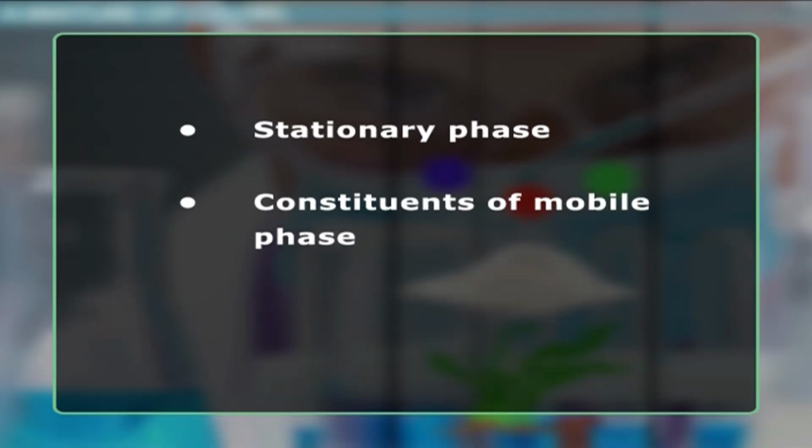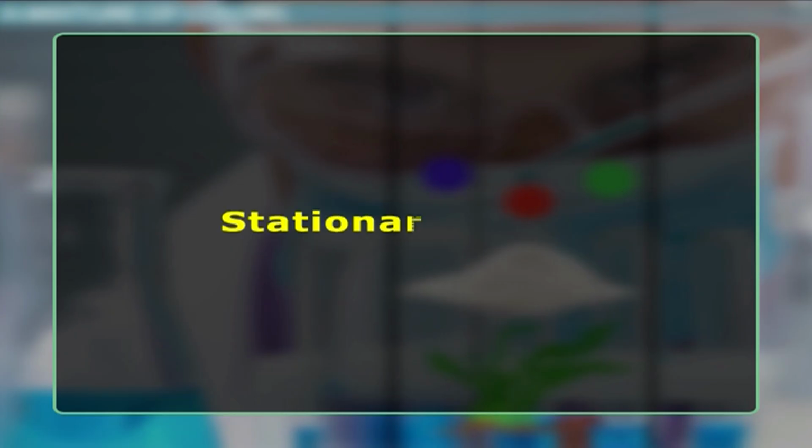In ion exchange chromatography, adsorption and desorption processes are determined by the properties of the three interacting entities, which include the stationary phase, the constituents of the mobile phase, and the solute. Now let us discuss the stationary phase.